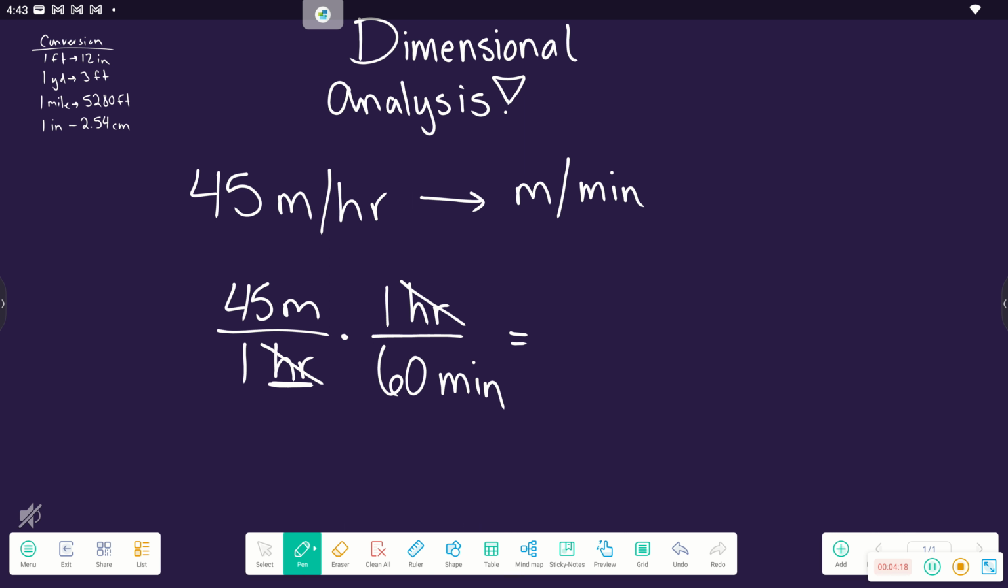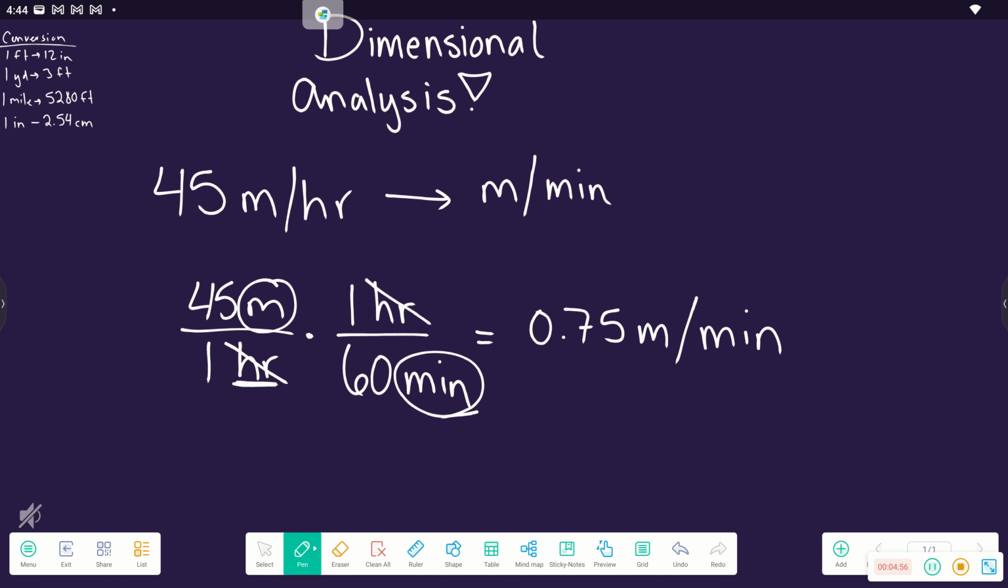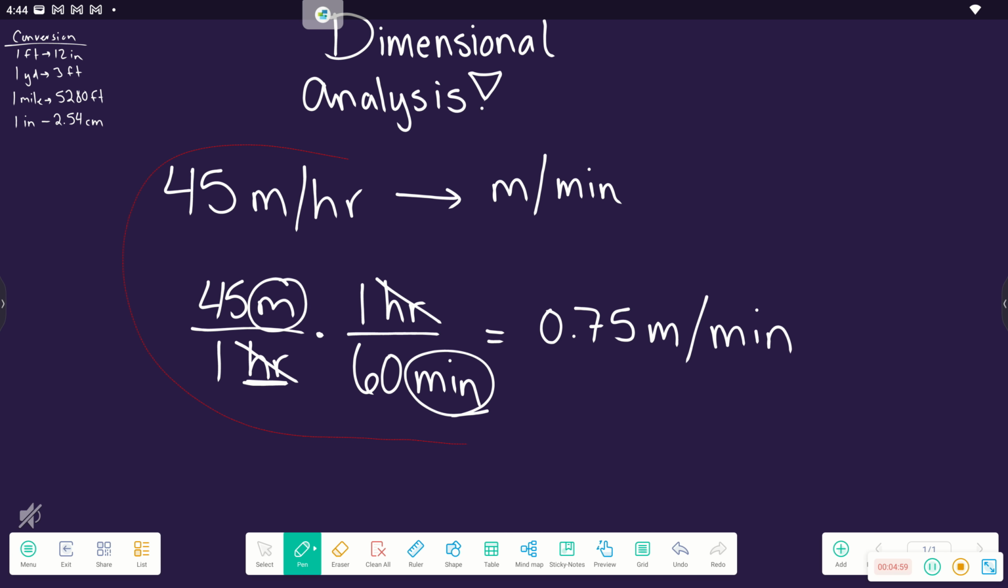So then I do all of my math. I do 45 divided by 60 and end up with 0.75, and I use my remaining units. I have miles per minute. So we have successfully converted miles per hour into miles per minute. Setting it up this way is the easiest way to know, am I going to be dividing or am I going to be multiplying? Now, this is one of the more simple of the conversions.